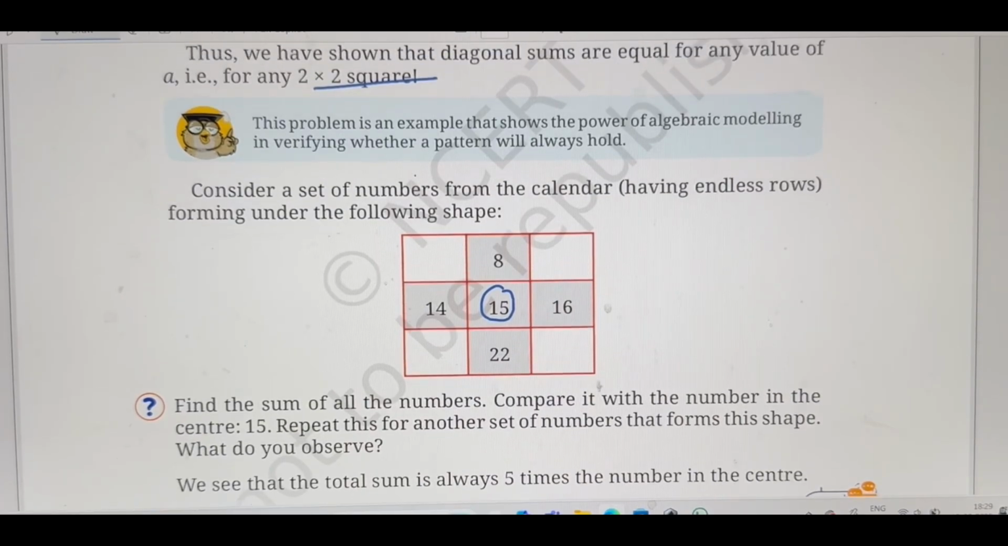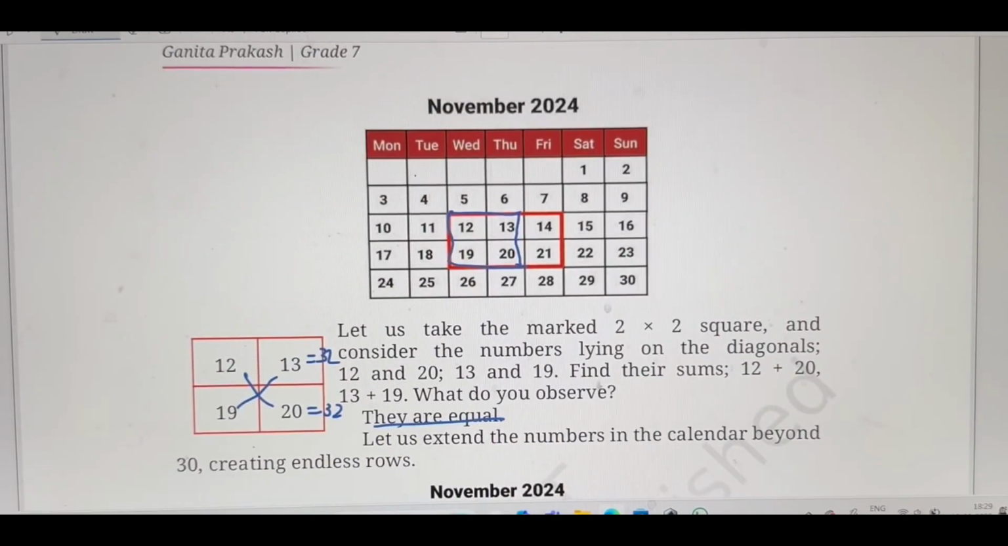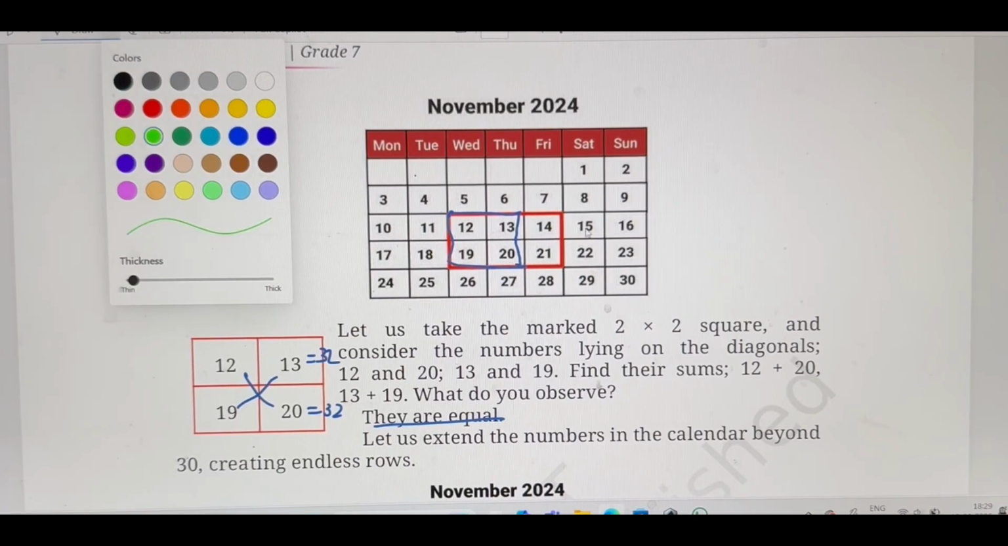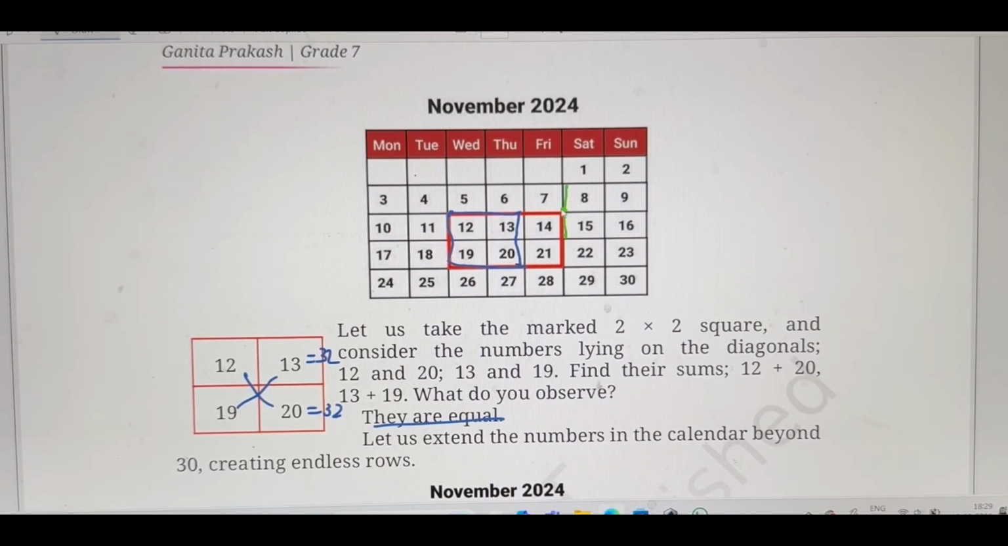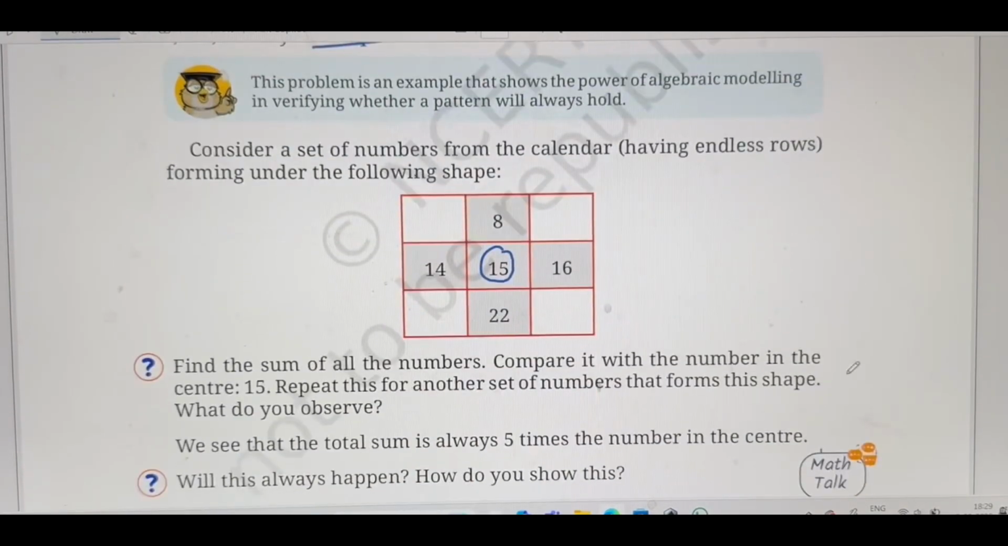Let us go back to the calendar. I'll just show you. It is picked up from here only. So where is 15? If we take a different color, you can see these are the numbers which are chosen. So 8, 14, 15, 16 and 22. One of that grid is 8, 14, 15, 16 and 22. This is taken. Now let us observe the pattern in this.